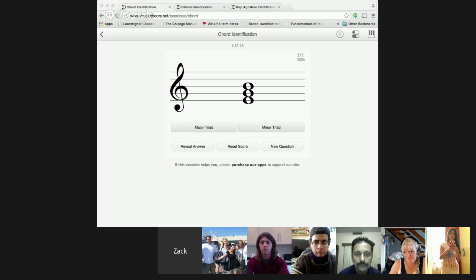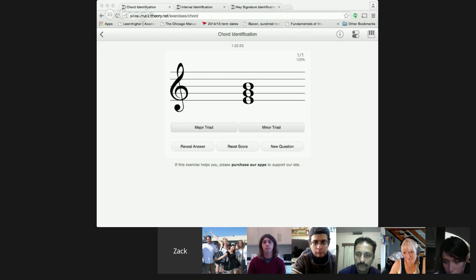So if we say that we're in the key of C, as determined by the key signature, and we look at this and say that it's built on the third degree, if you're at the stage in your music theory development that you know that the chord built on chord 3 is minor, then that's great. That's absolutely another way to go about doing it.